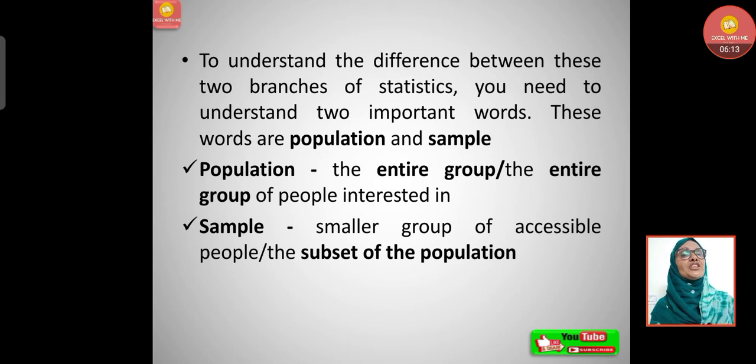Now what is population? The entire group of people interested in. Then sample, the small group of accessible people, that is a subset of the population. For example, if I am taking a whole school as one population, I am going to select maybe one class or two classes of that whole particular population, that is the school. I am going to select two classes. That will become my major sample here.